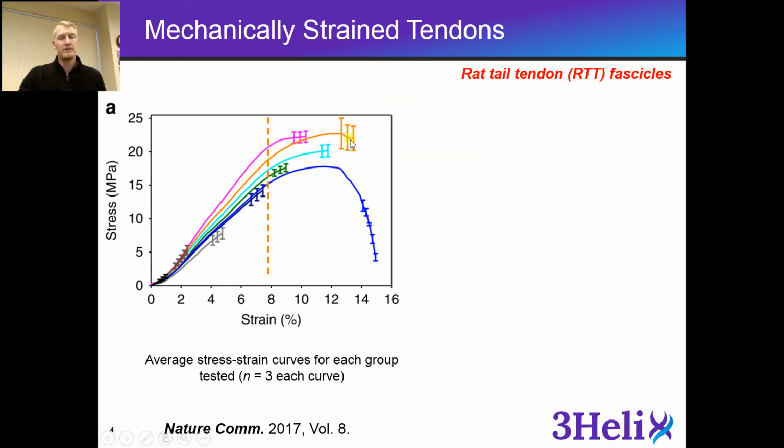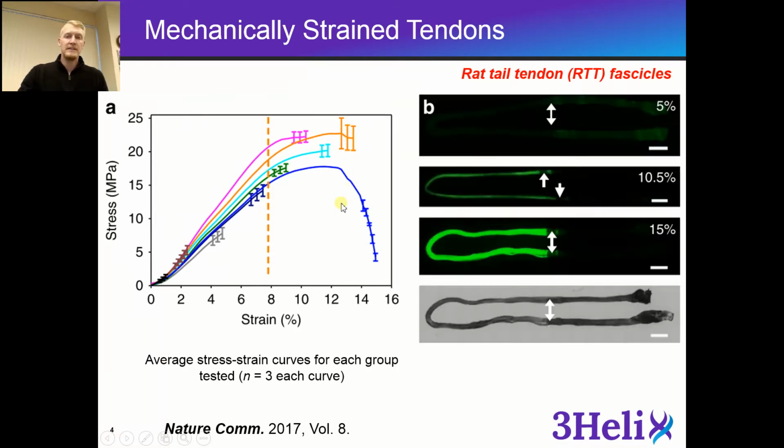And then once you go past the linearity part, this is where you start to see permanent structural damage within collagen fibers. Basically what we did is we took a rat tail fascicle and put it in between 2 metal clamps, and then we stretched this fascicle out to between 0 and 15% strain. And what you can see here in figure B is several different strain levels: 5%, 10.5%, and even 15% strain.